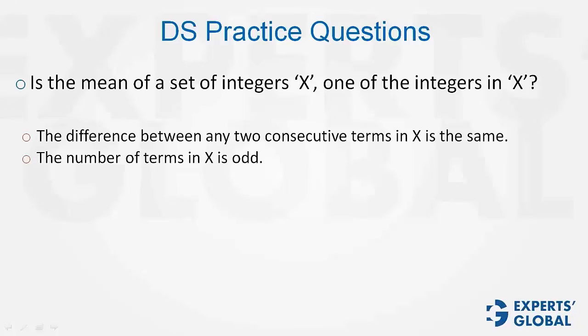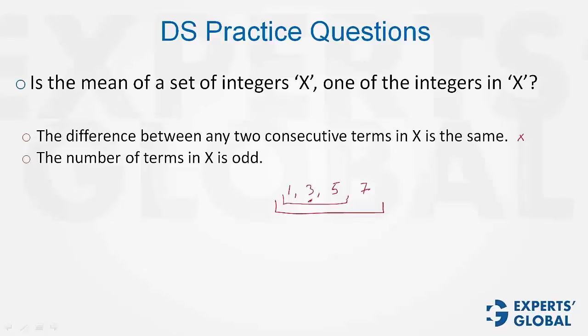The common difference is the same. So something like 1, 3, 5. The difference between any two consecutive terms is the same. So if there are an odd number of terms, there would be a middle term that would become the mean. But if the number of terms is even, for example in this case, the mean would be the average of the two middle terms. The mean would be 4. So yes is possible in this case, and no is possible in this case. Therefore, statement 1 is not sufficient.